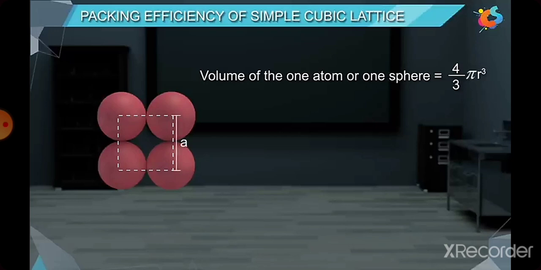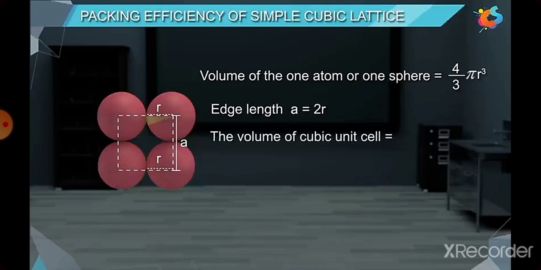Let A be the edge length of the unit cell and r be the radius of sphere. The spheres at the corners are touching each other. Then we have edge length A is equal to 2r. The volume of cubic unit cell is equal to A cube, which is equal to 2r whole cube, which is equal to 8r cube.